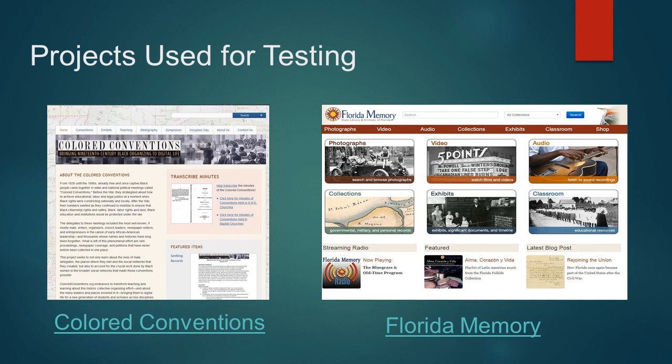And the second one that we tested is the Florida Memory site. It is currently the main website for the Florida State Library and Archives, and it organizes things a little differently. It has six main thumbnails on the homepage, half of which are specific media types. And then within those, you have other projects, like exhibits and collections. So it's a bit more complicated in that sense, in that you have all these different branching websites.